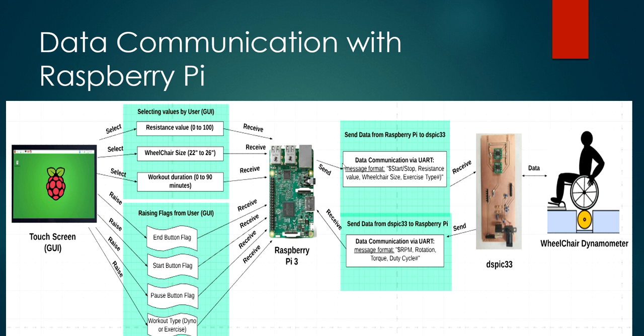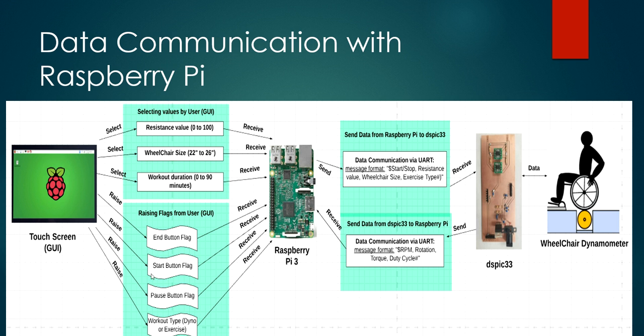The Raspberry Pi will tell the dsPIC when to stop and receive data. It will also send the dsPIC the selected resistance level, wheelchair size, and exercise type. The dsPIC33 will send to the Raspberry Pi the following data that will include the RPM, rotation, torque, and duty cycle for each of the left motor and right motor.